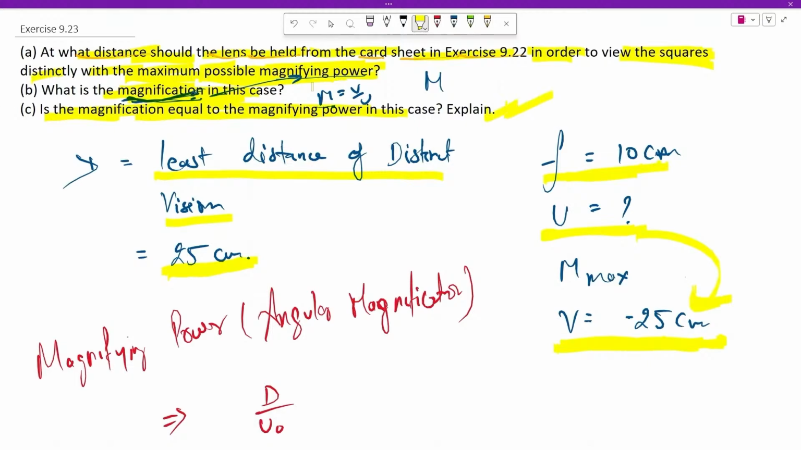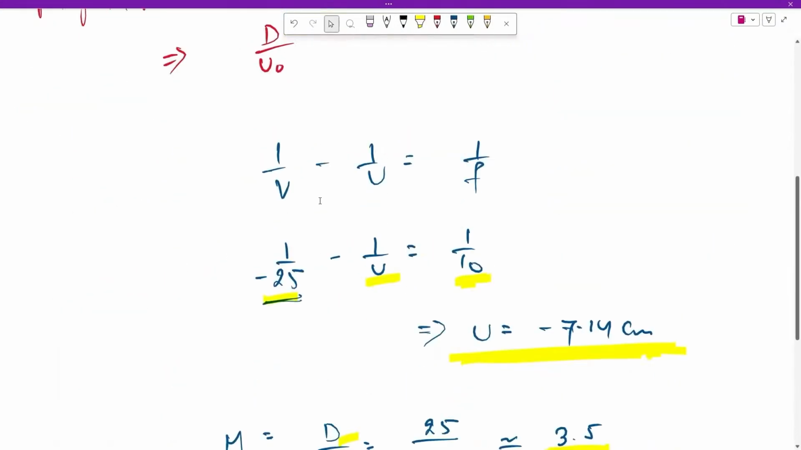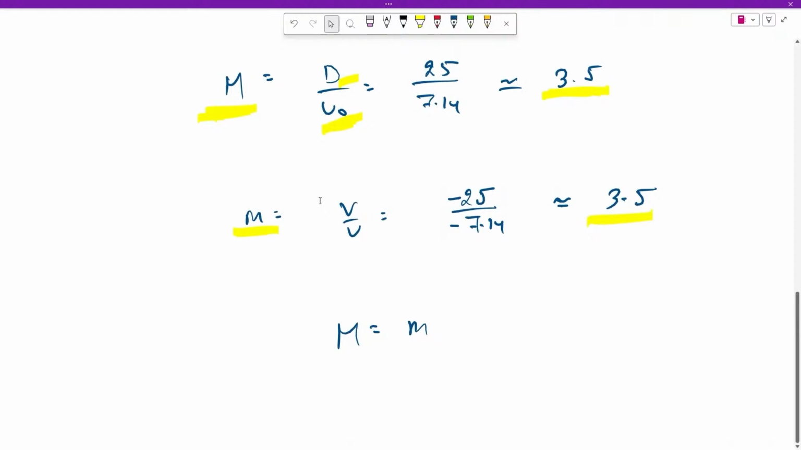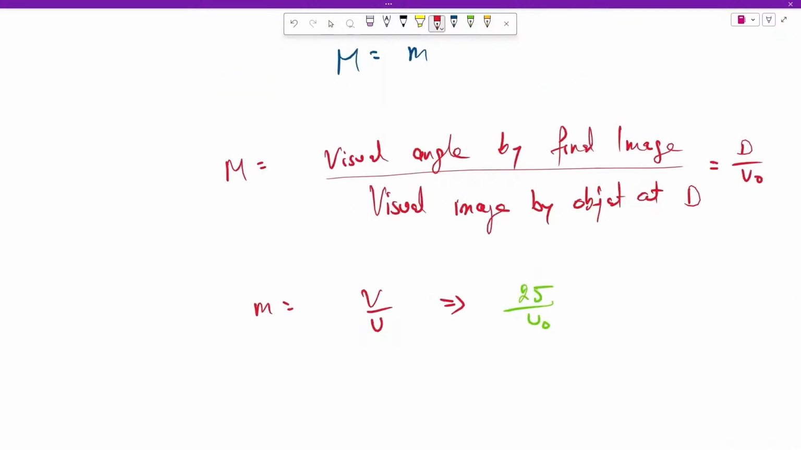Now how did this happen? How did the magnification become equal to the angular magnification? So we know that angular magnification is given as the visual angle formed by the final image divided by the visual angle formed by the object at D. Now the formula for angular magnification is capital D upon u naught, where u naught is the object distance from the objective or the lens.